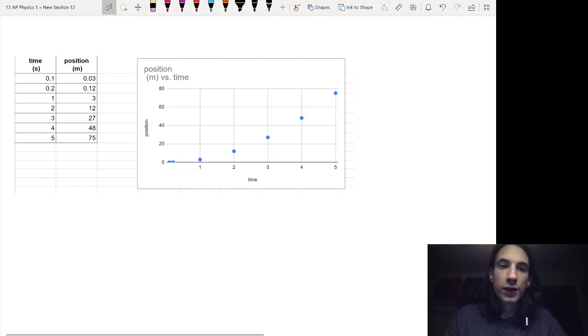Okay, so we're looking at this position versus time question. So the second question on the sheet, hopefully you gave this one a try before clicking on this video. And now we're going to give it a quick look together. So what we have here is position versus time.